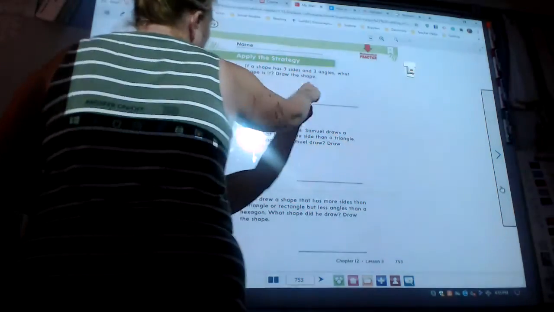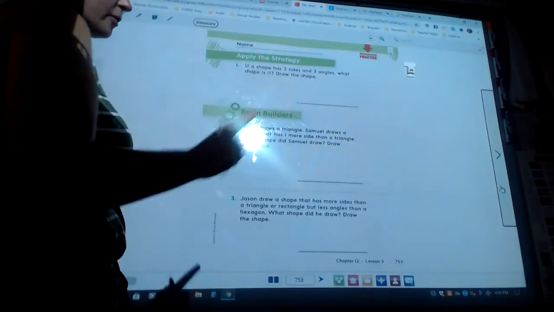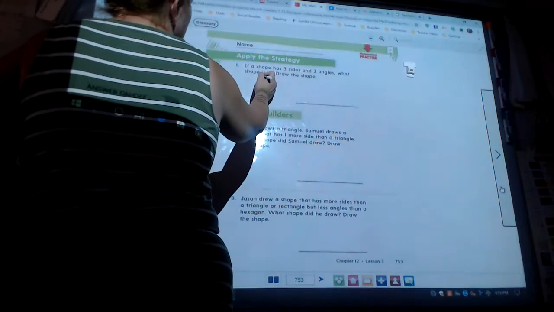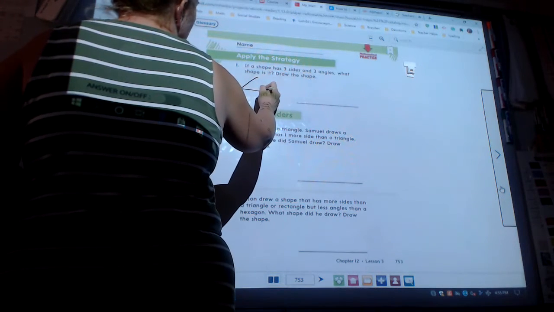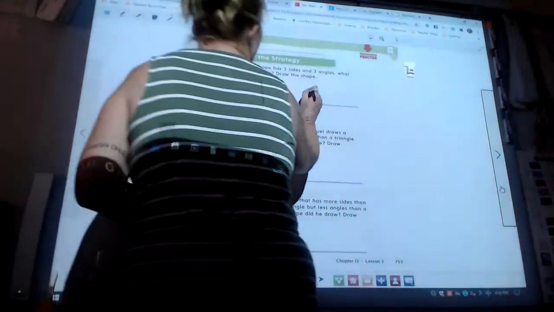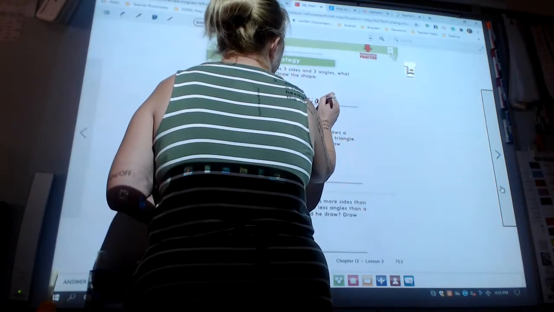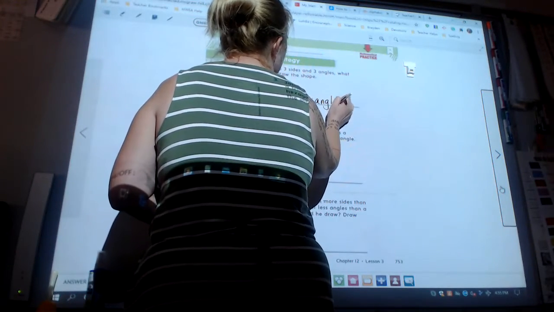If a shape has 3 sides and 3 angles, what shape is it? Draw the shape. So it's telling us to draw the shape, so we have to draw the shape. That's part of the assignment. So I'm going to draw a shape that has 3 sides. 1, 2, 3. What did I draw? Hopefully you said a triangle. So we're going to write triangle on the side here. Triangle. All right?